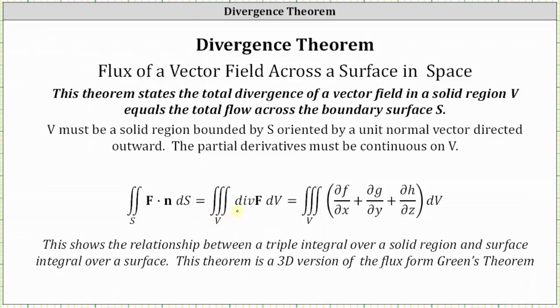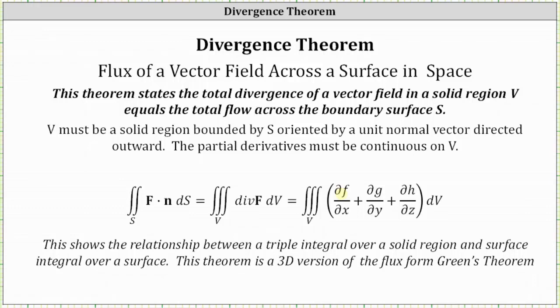So if these conditions are met, then the flux integral across the surface is equal to the triple integral over the solid region V of the divergence of the vector field, where the divergence of the vector field is equal to the partial of f with respect to x plus the partial of g with respect to y plus the partial of h with respect to z, where f, g, and h are the x, y, and z components of the vector field. This shows a relationship between a triple integral over a solid region and the surface integral over a surface. This theorem is a 3D version of the flux form of Green's theorem.